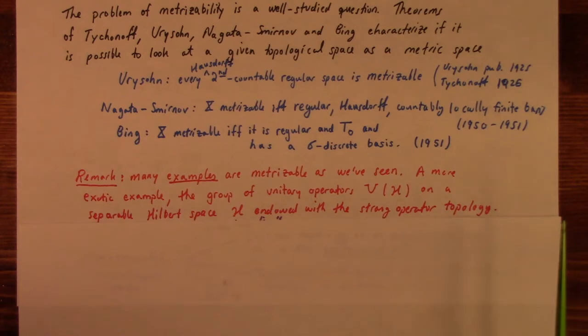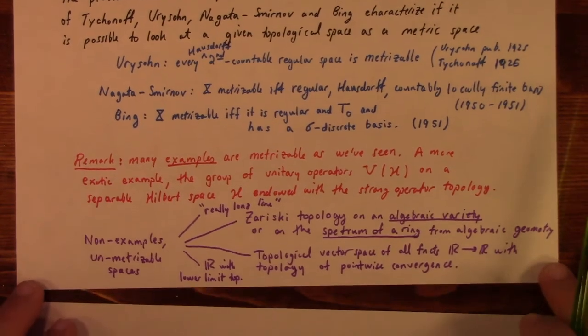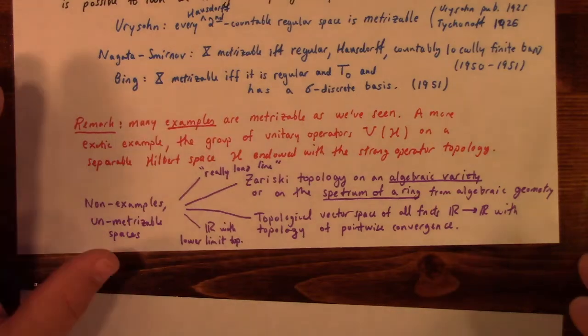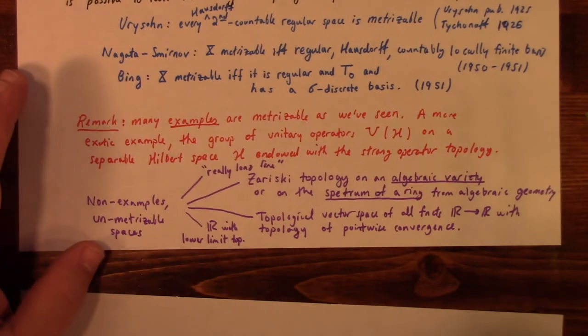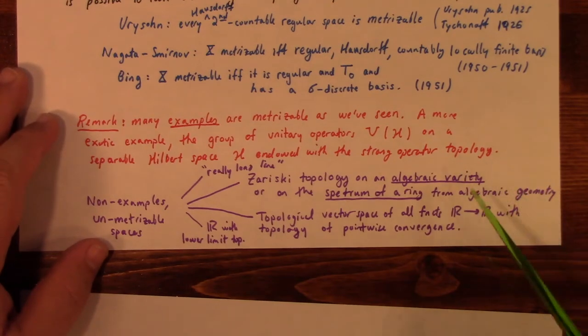But so what are examples of non-metrizable spaces? Which ones have we already seen? Well, here they are. The Zariski topology on an algebraic variety, or the spectrum of a ring from algebraic geometry. These are examples of non-metrizable topological spaces. And of course, these are important to a lot of people, right?